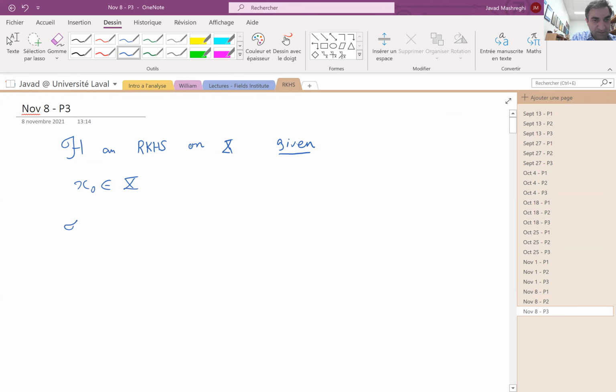And we consider this subspace, all the functions in H such that f at point x0 is equal to 0. It's easy to see that it's a closed subspace of H. And if we denote the kernel in H by K, what is the kernel here? Or, I mean, to distinguish K_H, what is K_H0?